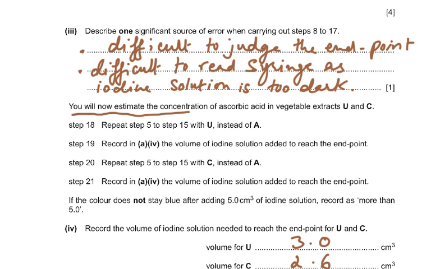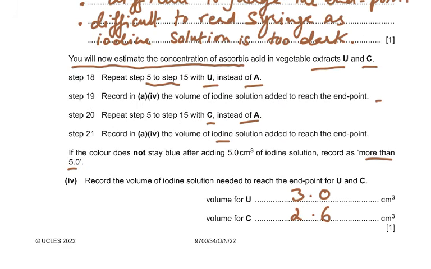You will now estimate the concentration of ascorbic acid in vegetable extracts U and C. Repeat step 5 to step 15 with U instead of A. Record the volume of iodine solution to reach the endpoint. Repeat step 5 to step 15 with C instead of A. Record the volume of iodine needed to reach the endpoint. If the color does not stay blue after adding 5, record as more than 5. Record the volume. Now I've recorded it is 3 cm cube and 2.6 cm cube.